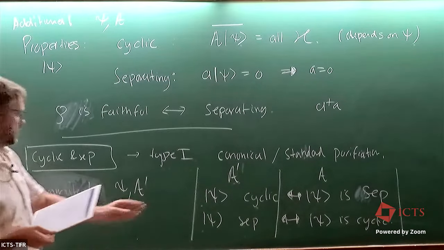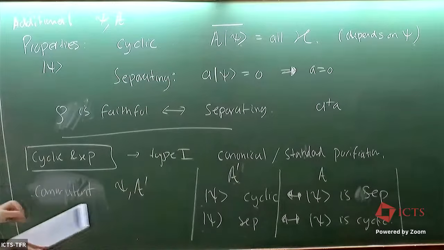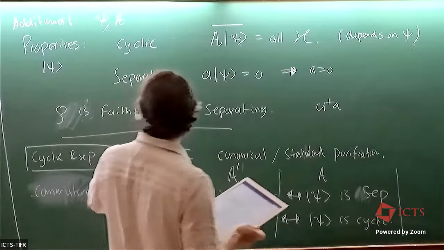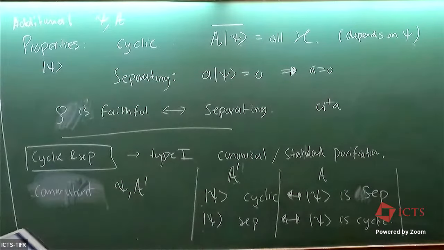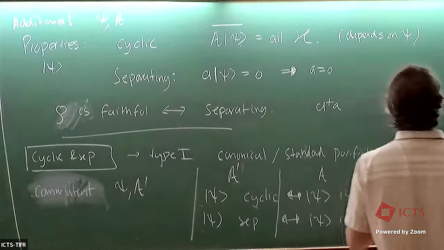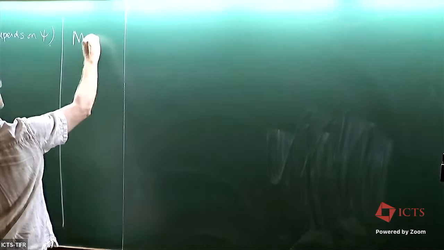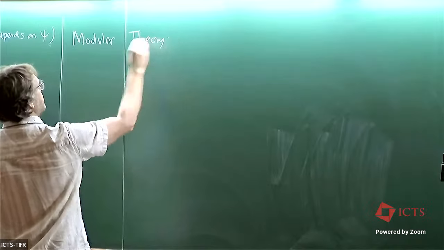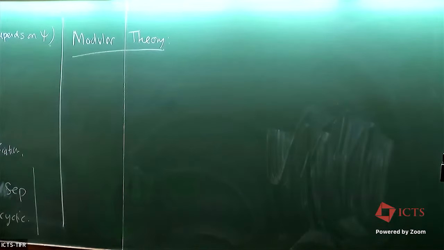Okay. And similarly here. All right, so now we have a cyclic and separating state. What we're going to do is develop modular theory. That's the next step. And I should say from the outset that you don't need cyclic and separating states to develop modular theory. It's just much nicer. There are some details that we can ignore here.